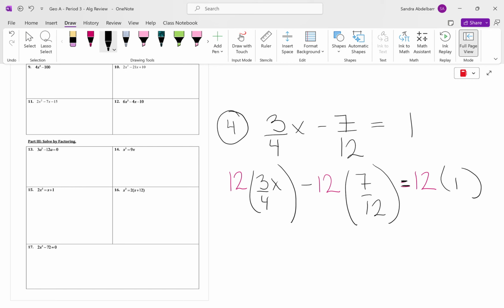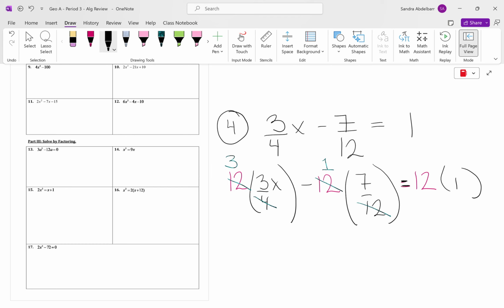Can you cross-simplify if you're adding? No, you can only cross-simplify if you're multiplying. So I can say, well, 4 goes into 12 3 times. And then 12 goes into 12 1 time. And then obviously there's no cross-simplification here. This is just 2 whole numbers being multiplied together.